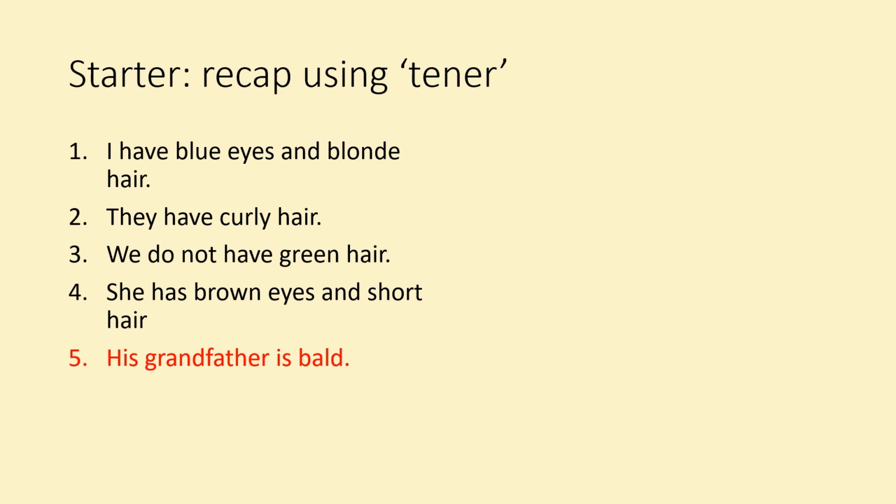This is your starter to recap using tener about hair and eye colour, and number 5 is a bit of a challenge. Complete these in your book under the title Cómo es, C-O accent M-O, new word es, E-S. You've got a few minutes to do the starter, pause, come back for the answers. Here we are for the answers.